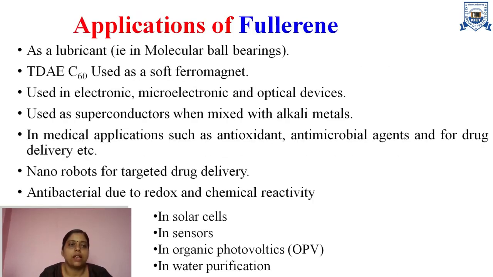Applications of fullerene. As a lubricant in molecular ball bearings, TDAE C60 used as a soft ferromagnet, used in electronic, microelectronic and optical devices. It is used as a superconductor, and in medical applications such as antioxidant, antimicrobial agent and for drug delivery purposes. Nanorobots formed by fullerene for targeted drug delivery. Antibacterial due to the redox and chemical reactivity, in solar cells, in sensors, in photovoltaics and in water purification. These are the major applications of fullerene.